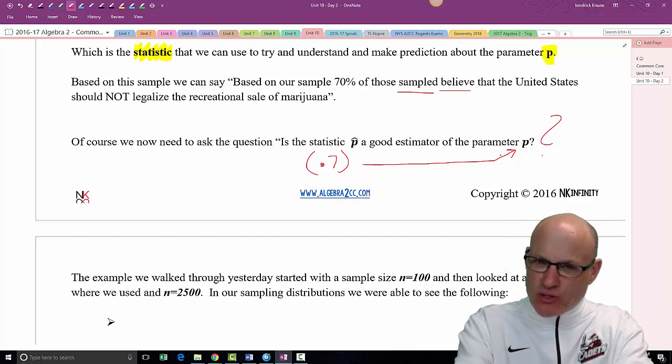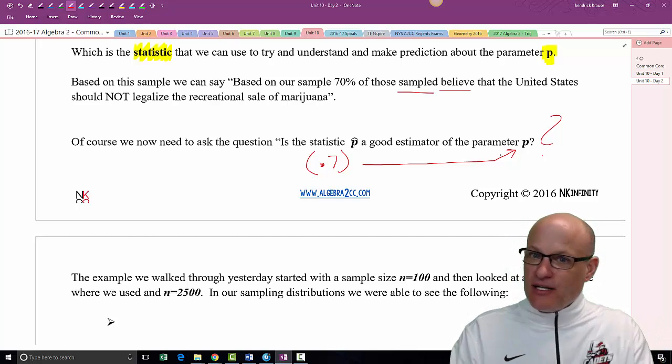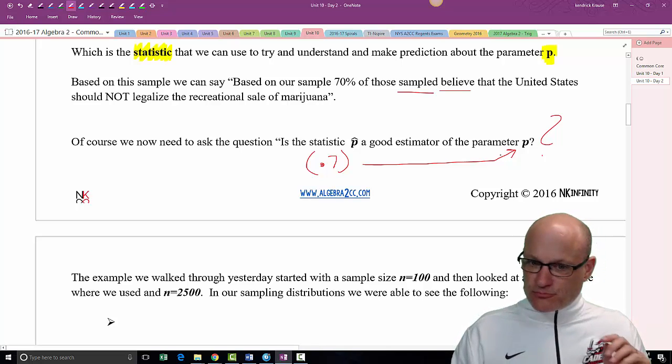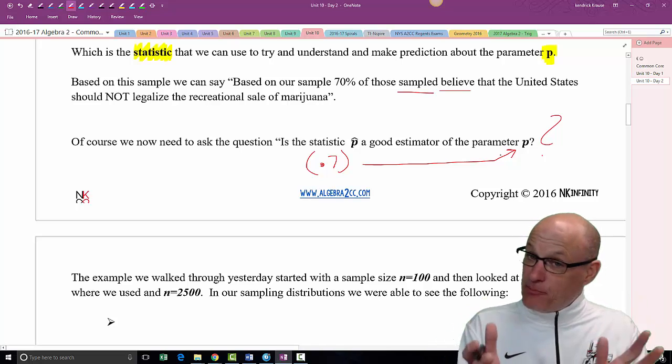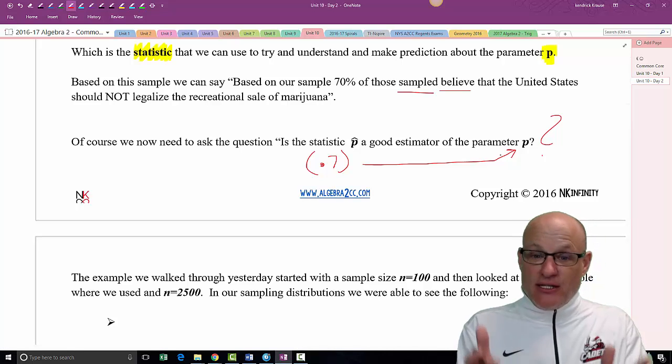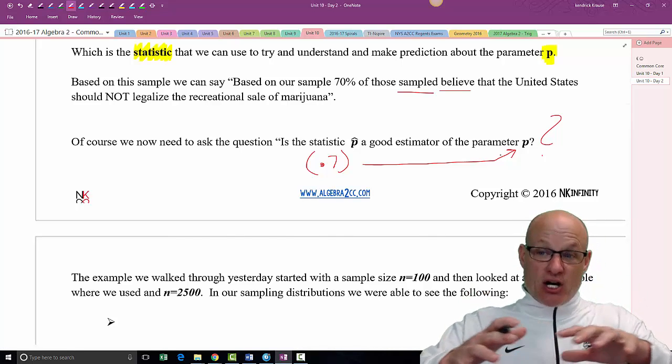Now, I'm not saying, do you agree with it? I don't care if you agree with it. I don't care what your views are. I'm just basing it on this particular sample. And is this a good indicator of whatever?